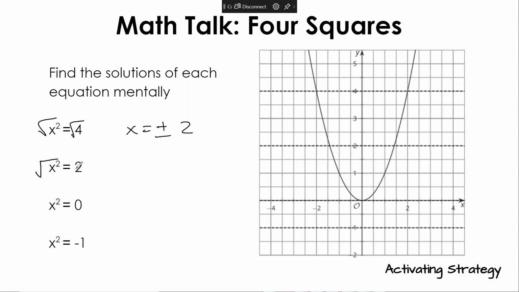Okay, what about on the next one? That's not going to give us a whole number. So what do we do when it doesn't give us a whole number? We're going to leave it underneath the radical. So we're going to have positive and negative square root of 2.